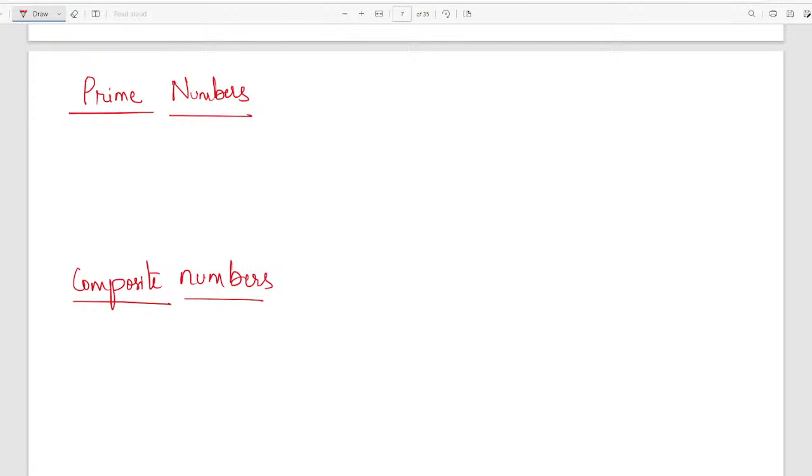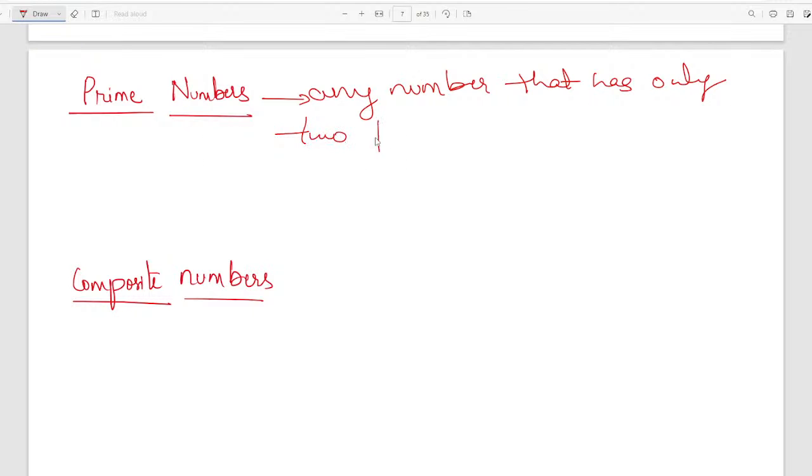Prime numbers. Numbers can also be segregated as prime numbers. A prime number is any number that has only 2 factors. There should be only 2 factors, not more than 2 and not less than 2. What are factors? A factor is any number that divides the other number completely. For example, there is no remainder.